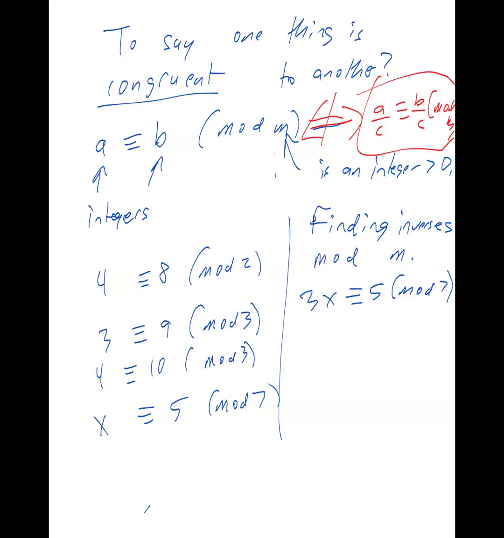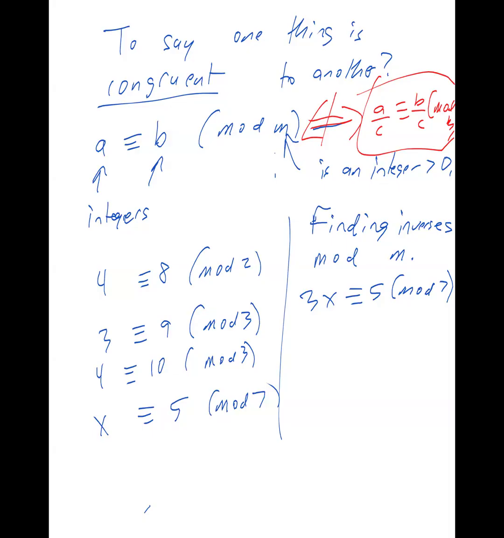Well, there's actually 7 possibilities that will solve this. And what we're trying to find is the inverse of 3 mod 7. So there actually is an integer. So what are the numbers?